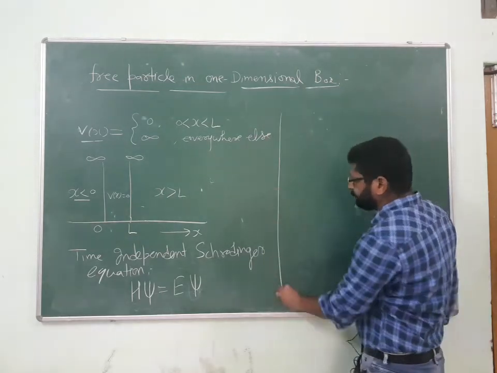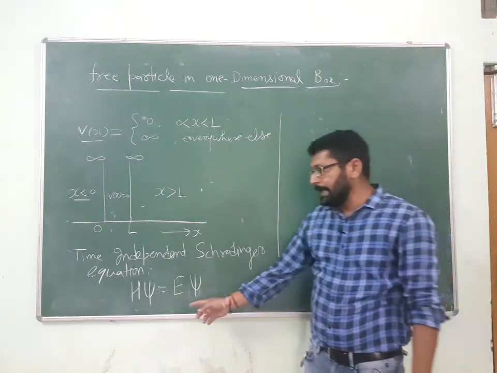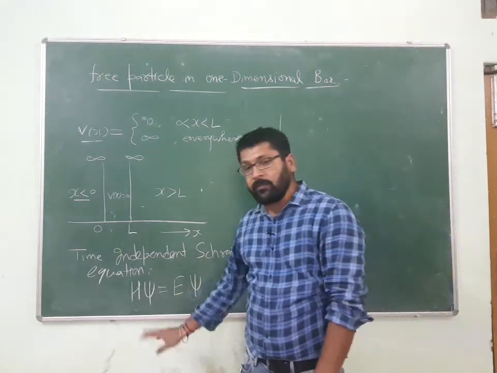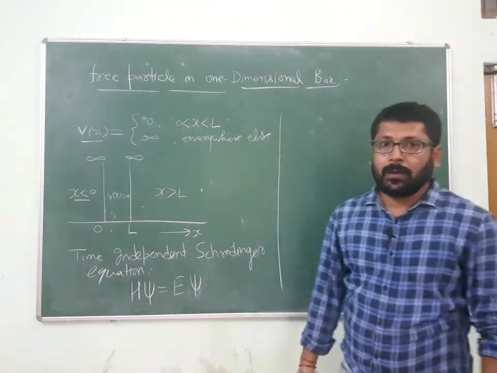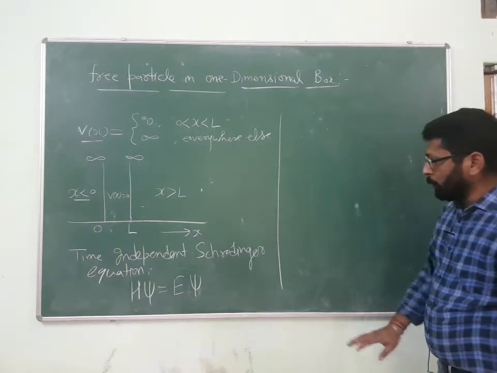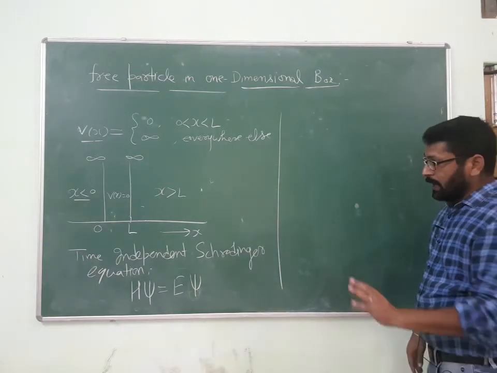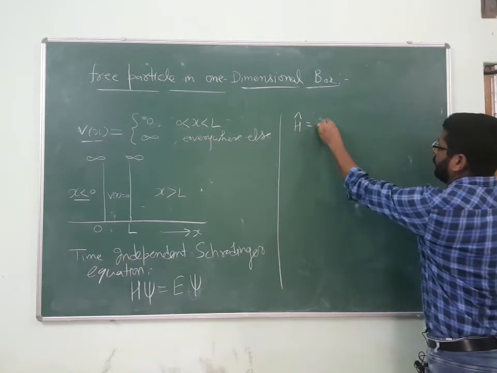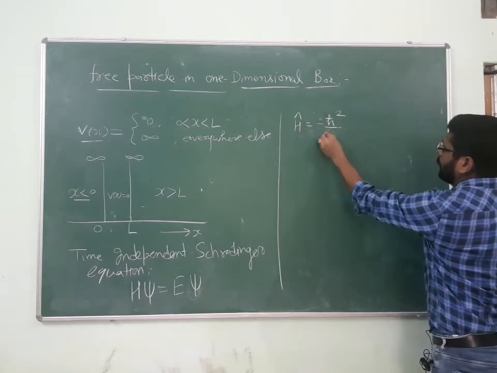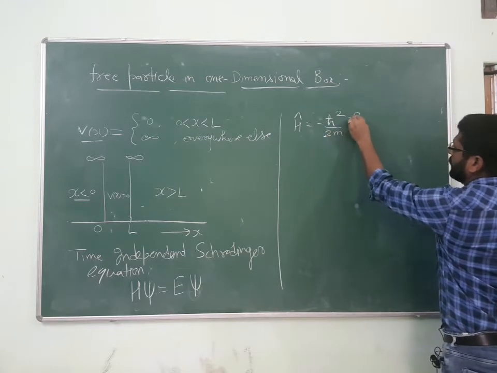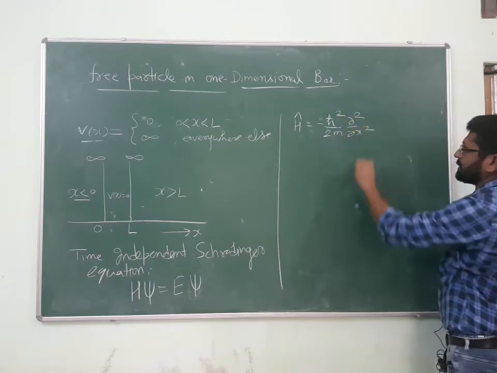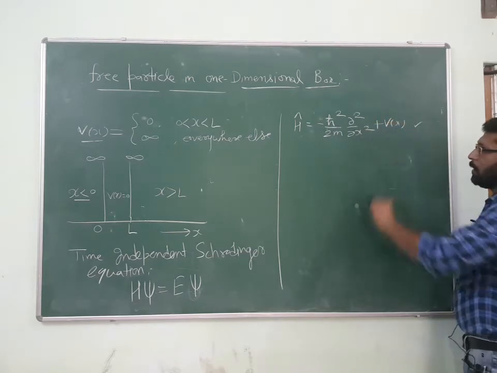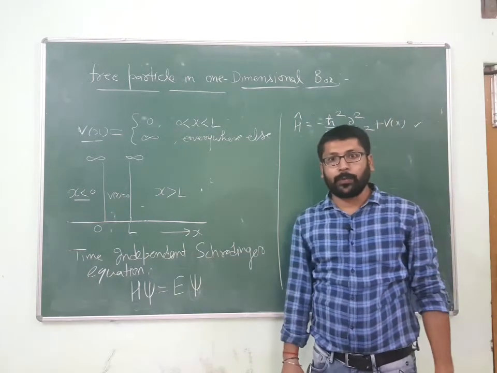We already discussed these Hamiltonian, energy eigenvalues and wave function in our last unit, so I hope you are aware of these terms. The Hamiltonian operator is given by minus h cross square over 2m times the second derivative, del square over del x square, plus V(x). This is how we represent our Hamiltonian operator.